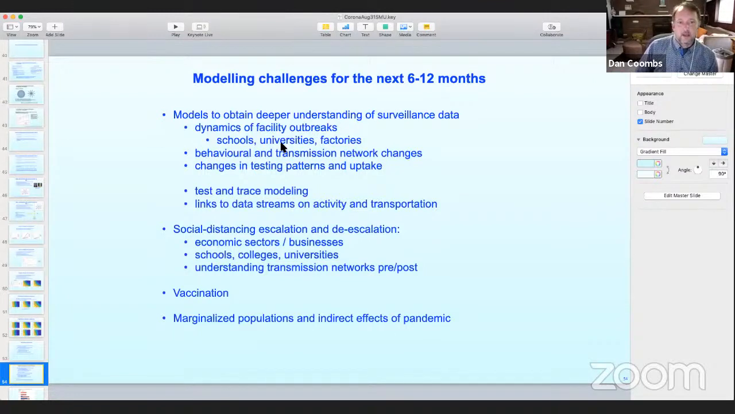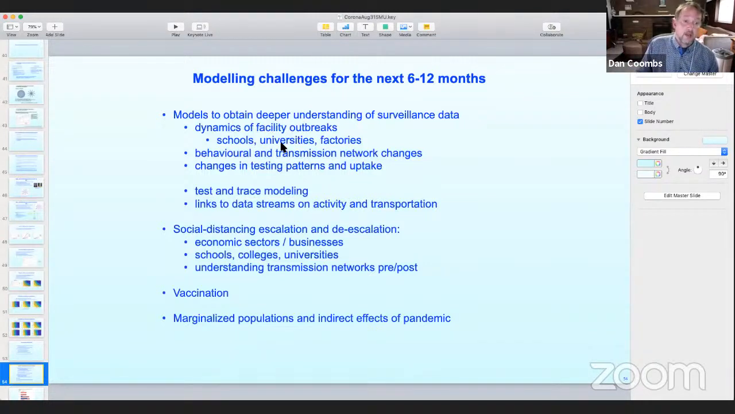Trying to understand how the transmission networks have changed in the face of this epidemic, and related to that, changes in testing patterns. If you have a lot of young people testing, all of a sudden you're going to see different things than you might have seen if you just left them alone and they hadn't been tested.